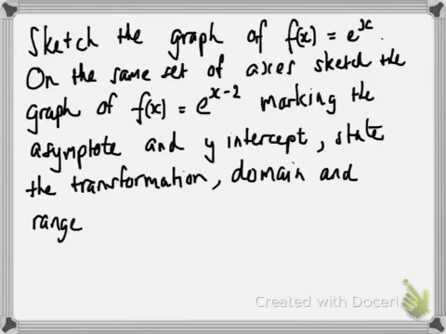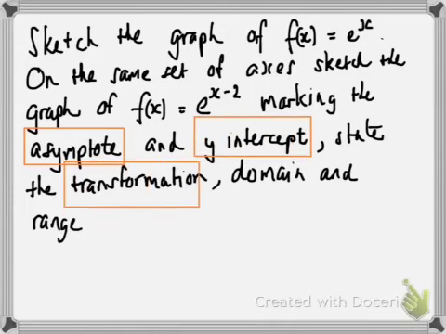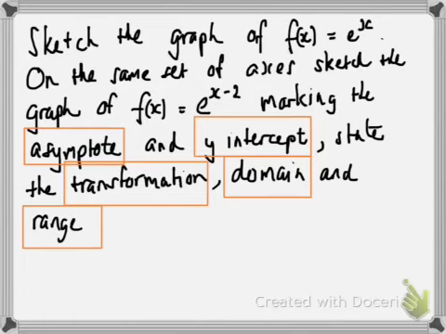on the same set of axes. Sketch the graph of f(x) = e^(x-2), marking the asymptote, the y-intercept, state the transformation, the domain, and the range. 5 things there. Let's have a look at it.